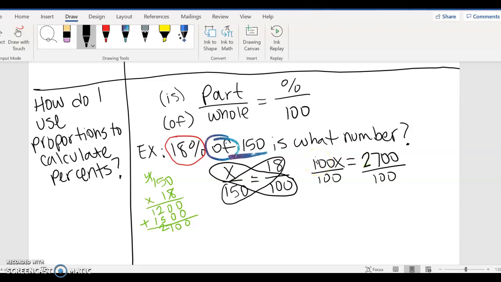So on the left side, those cancel, leaving me with X. And then over here, we have 2,700 divided by 100. We can eliminate a 0 from the top and the bottom. And then we can also do it again. So we are left with 27 divided by 1, which is just 27.